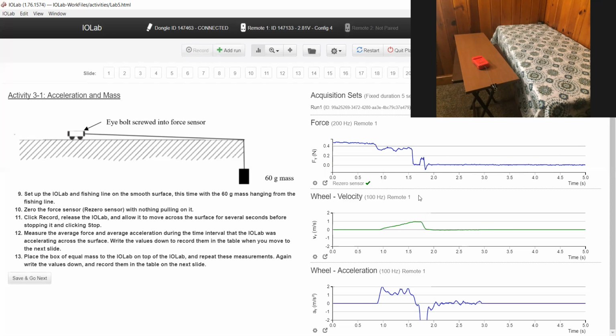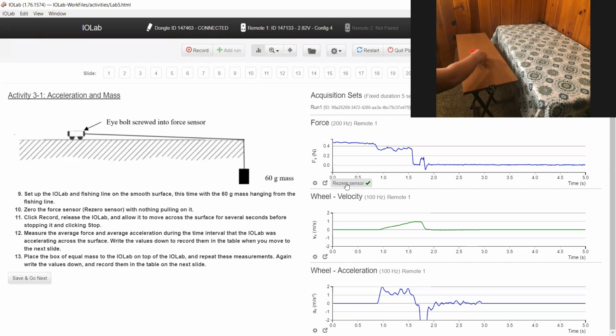Okay, I think I got it, but I can do it again. Let me redo it so that you can see. I've taken add run already. We have to re-zero the sensor, the same step. While re-zeroing, it should be loose, nothing being pulled, nothing being selected in the graph.